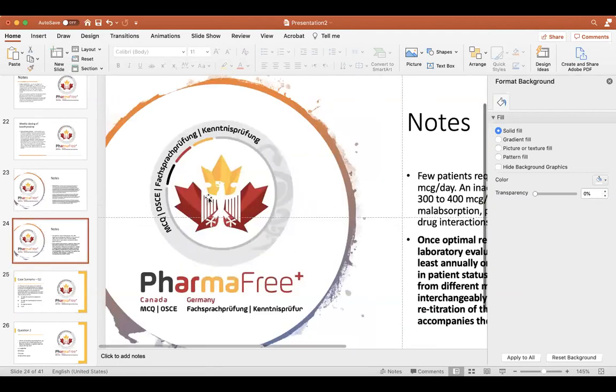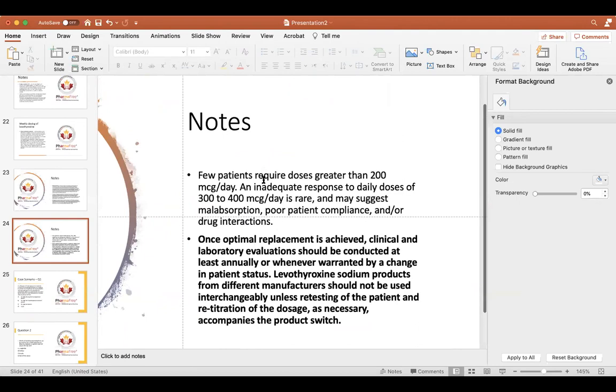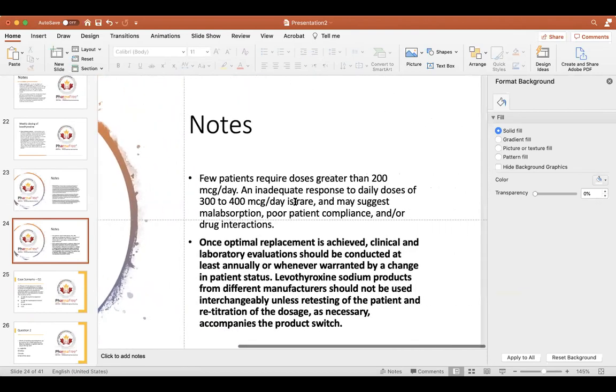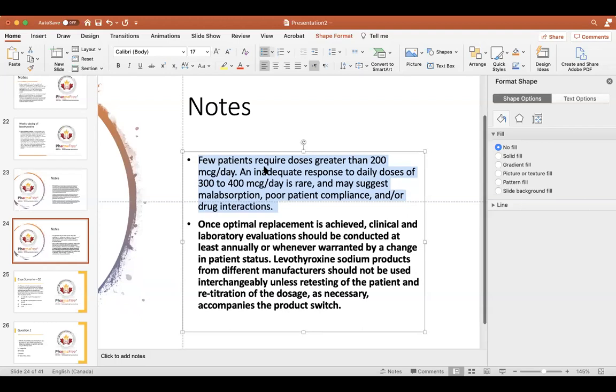Any comments on the thyroid questions? Does anyone want to ask something? I lost the part you asked about, the 300 to 400 micrograms. If the patient is taking that amount, what do we do? Here it is. Yes, few patients require doses greater than 200 microgram per day. An adequate response to daily doses of 300 or 400 may suggest malabsorption, poor patient compliance, or drug interaction. These could be the reasons.